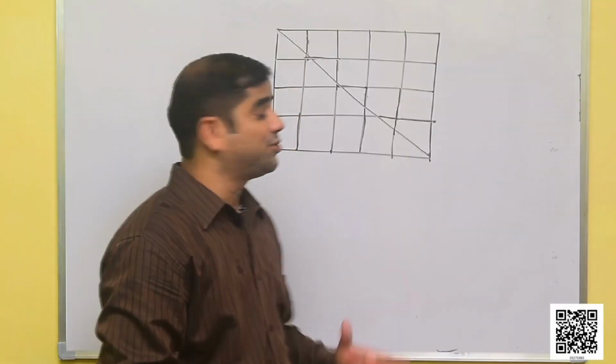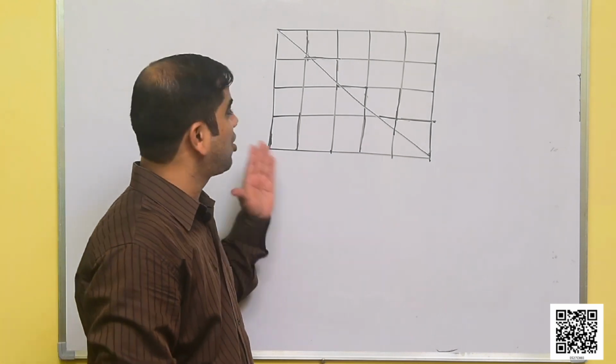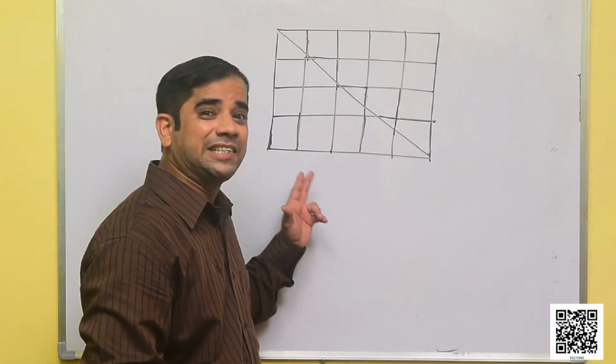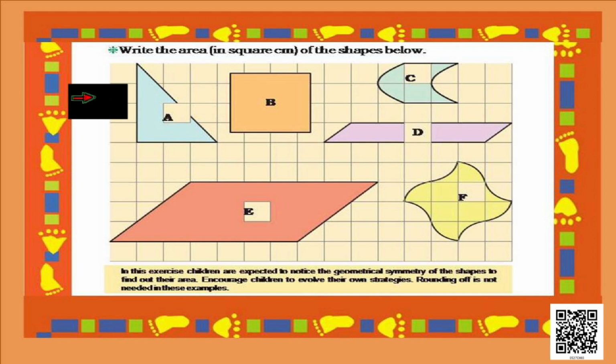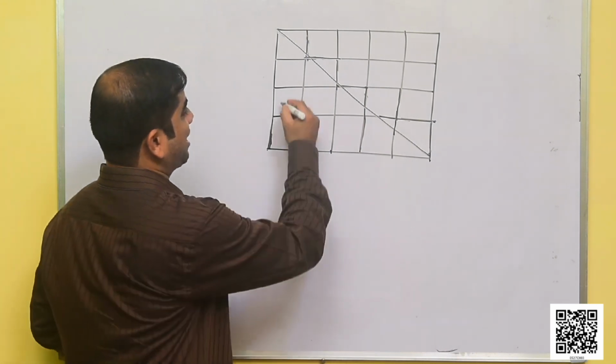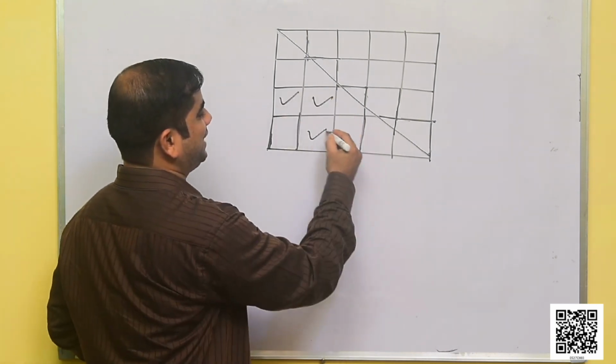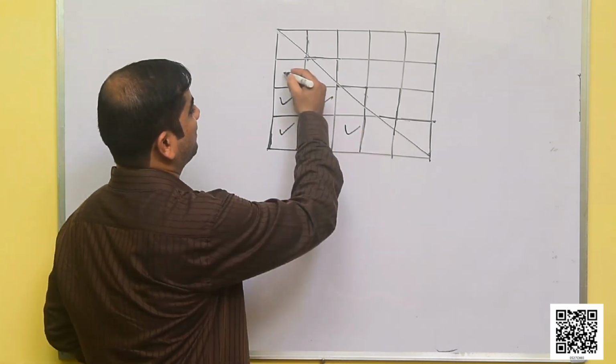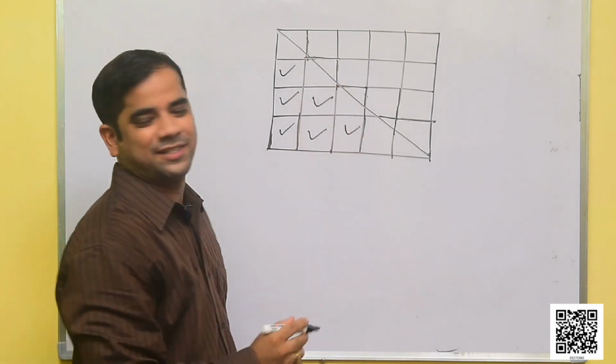So let's try with triangles. Can you see this diagram? I have drawn a similar diagram as it is given in your book. This is the blue triangle which is given in your book. So let's find out how many full squares are there. There are 1, 2, 3, 4, 5, 6 full squares.